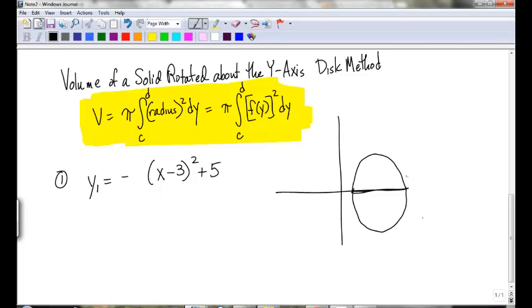Now, if I take a slice of that and look at it, it's actually like a circle. What's controlling the radius of my circle is from here to here, and what's controlling that is this outside curve. So I need the area of the circle, pi r squared. We do need to figure out these x values first.